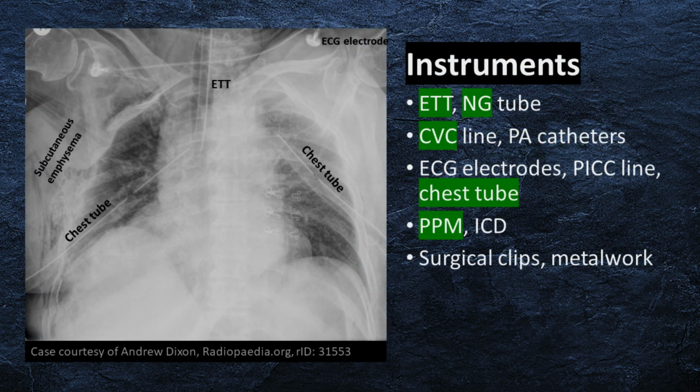I. Instruments. Check for any lines, tubes, and instruments such as endotracheal tube, nasogastric tube, central venous catheter, peripherally inserted central catheter, chest tube, pacemaker, implantable cardioverter defibrillator, ICD, surgical clips, etc.